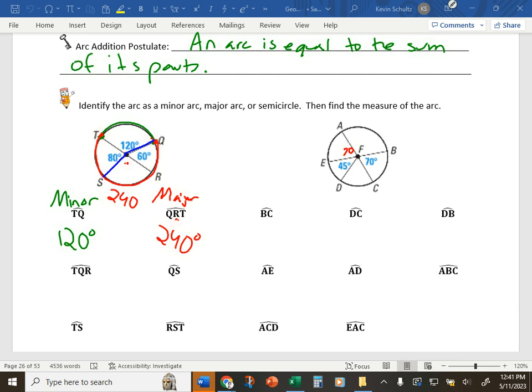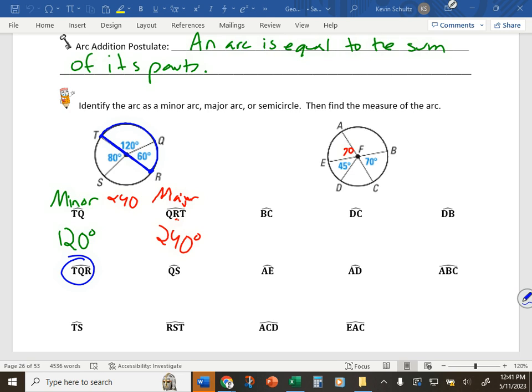Alex is asking for TQR, which I'll erase my other jottings here. TQR is this one here, and because it's 3 letters, we know we're going from point T through point Q and over to R. Now, in this case, TR, what do we know about TR? How do we know that is a diameter? What clues do we have that we can determine that's the diameter of the circle? It goes through the center of the circle, and 120 plus 60 is 180.